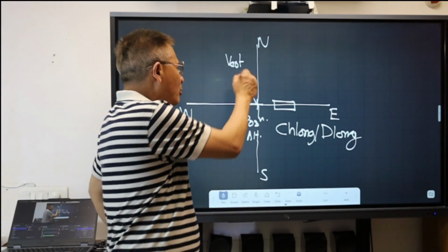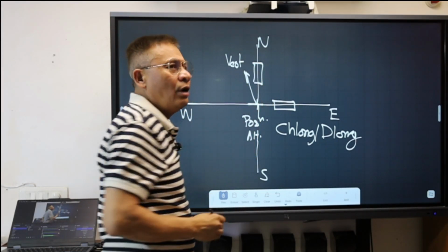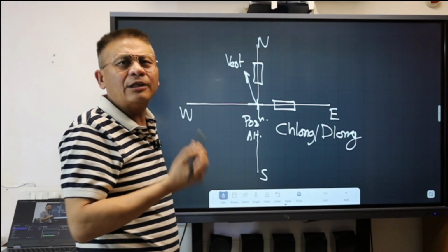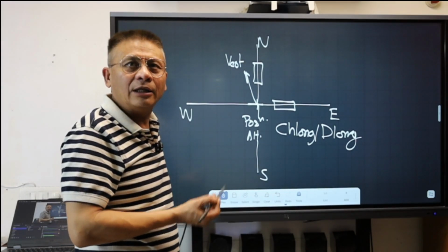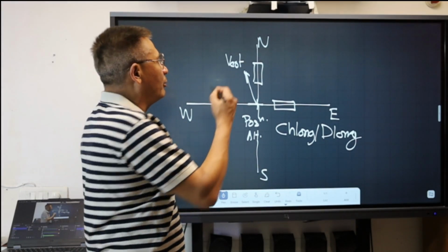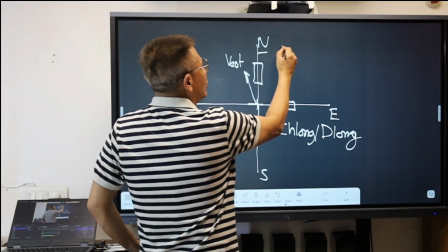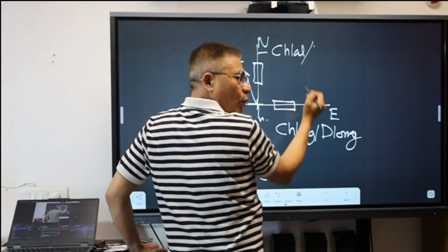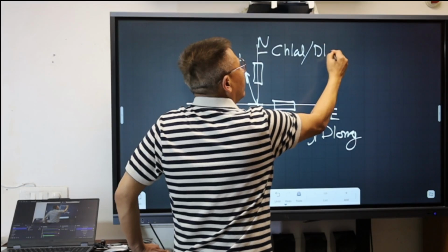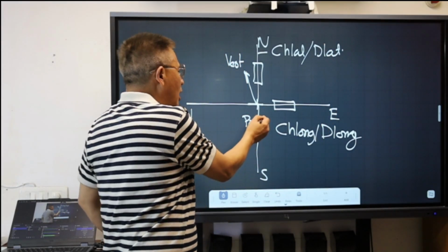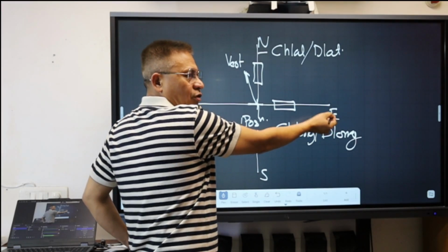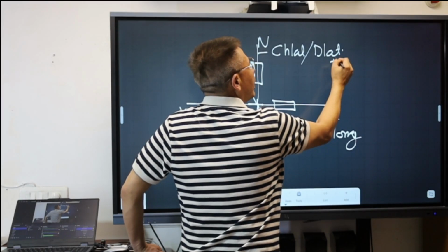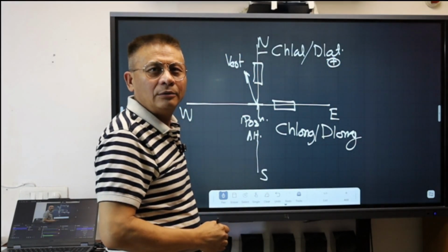Similarly, the accelerometer aligned in the north-south direction will measure the acceleration, the velocity and the displacement in the north-south direction, and the computer will be able to find out the change in the latitude, or CHLAT, or difference in latitude, that is the D lat. So now I know the starting coordinate, I know the change in the longitude, and I know the change in the latitude. So if I plot it, I will be able to plot the position of the aircraft on the surface of the earth.